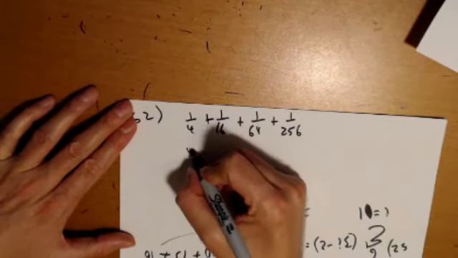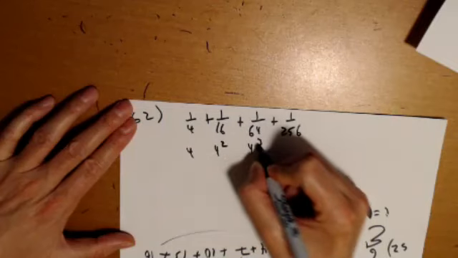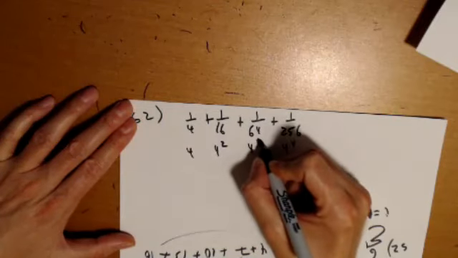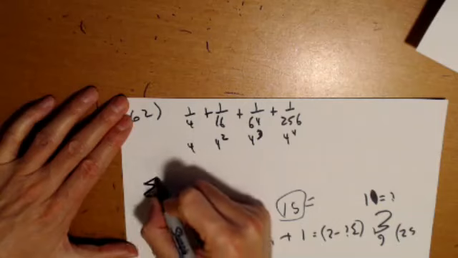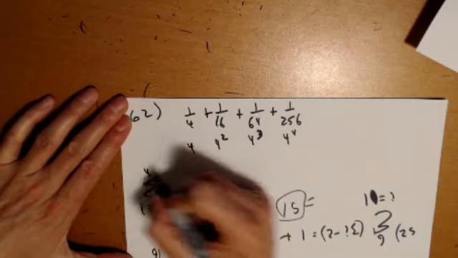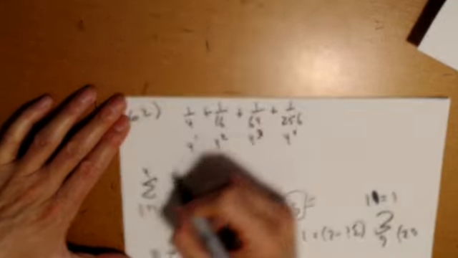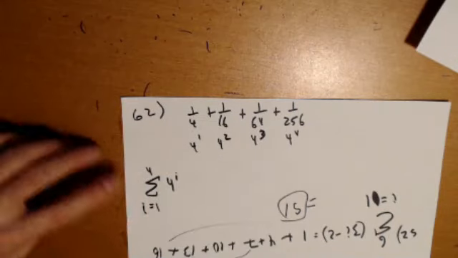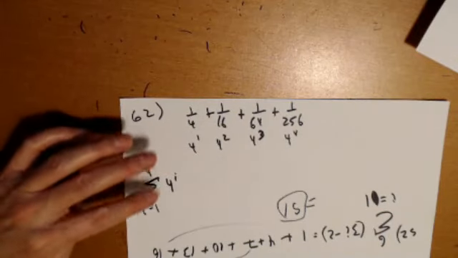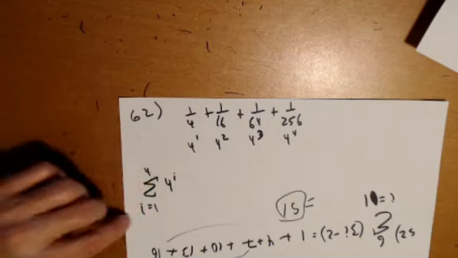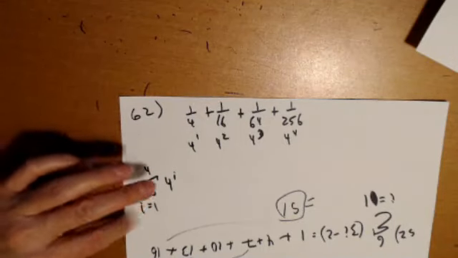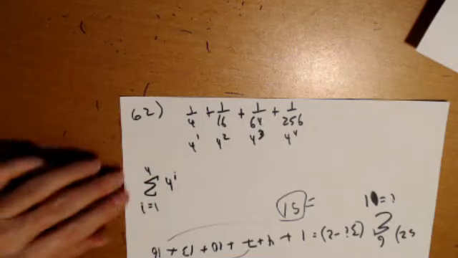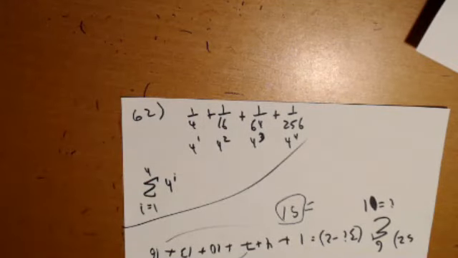I recognize that as 4, 4 squared, 4 cubed, 4 to the 4th. So it's the summation from i equal 1 to 4, because there's 4 things, of 4 to the i. Don't confuse this i with the imaginary number i. It's just a letter, like a counter. Could be k, could be n. It's usually n, sometimes k. They went with i just to be interesting. Okay, that is 12.1.